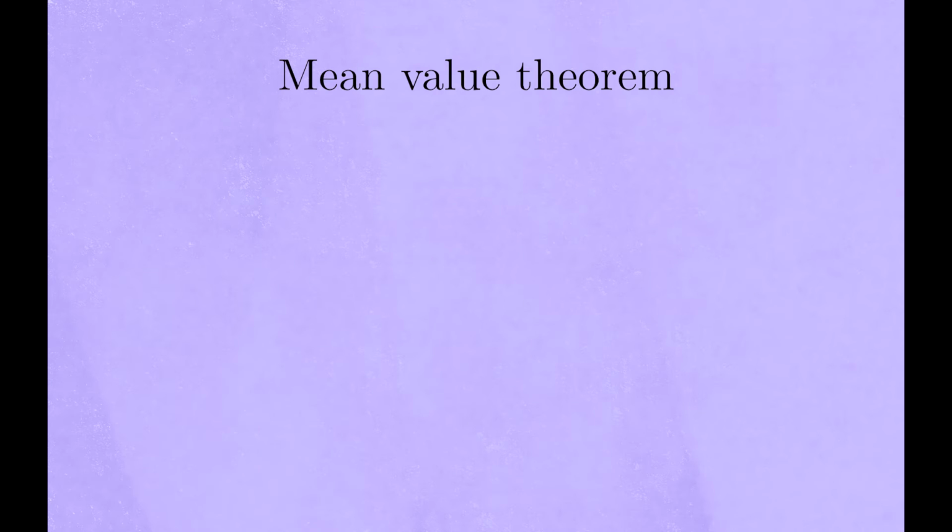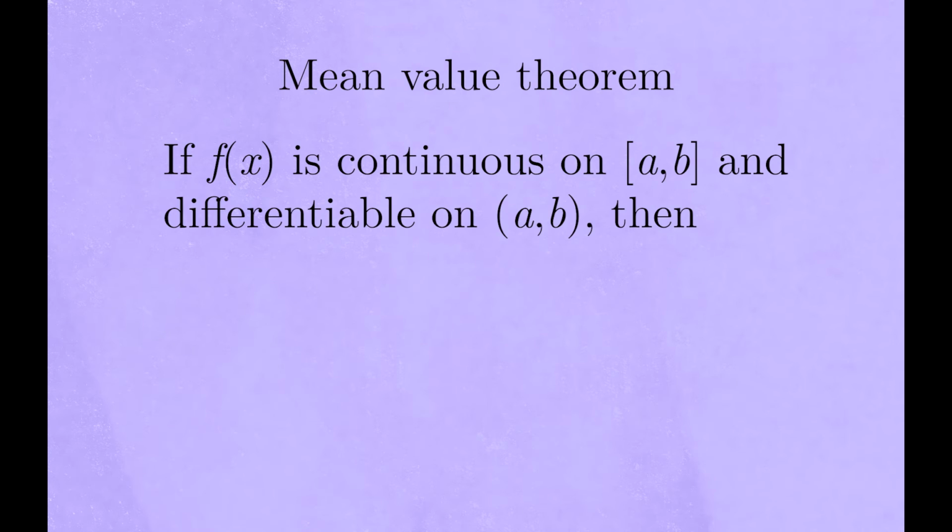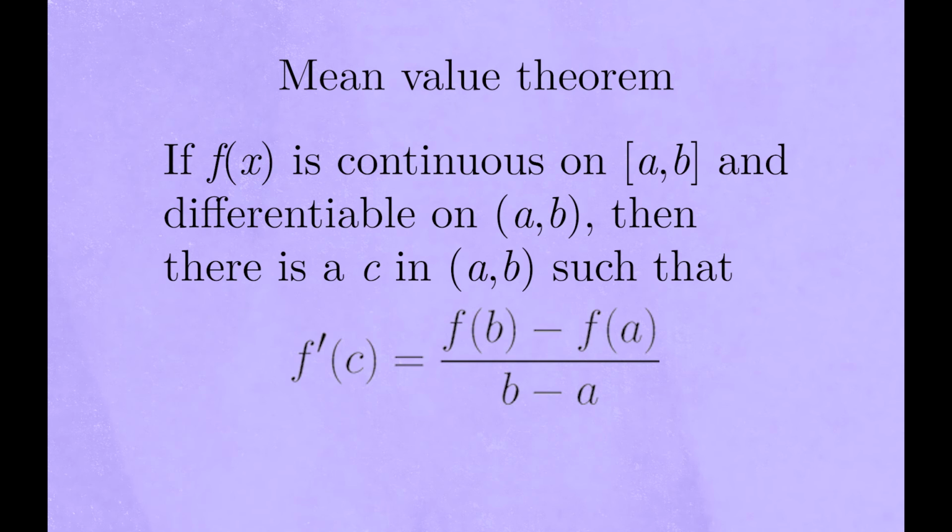Now we are going to generalize Rolle's theorem to the mean value theorem. The mean value theorem says that if f is a function that is continuous on the closed interval a to b and differentiable on the open interval a to b, then there is a point c in the open interval a to b such that f prime of c equals f of b minus f of a over b minus a.